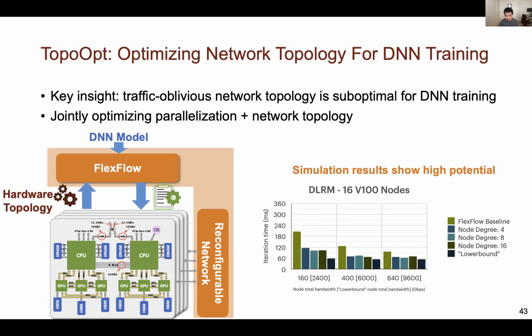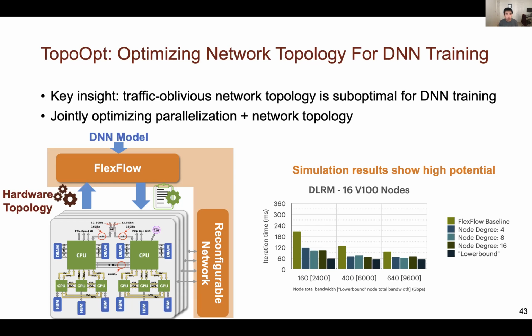There are also many exciting research projects on top of FlexFlow. To name a few, one ongoing research project called TopoOpt is trying to jointly optimize network topology and parallelization for distributed DLRM training. The key insight is that existing DLRM frameworks, including FlexFlow, are optimized for traffic oblivious network topology. We assume that different node pairs have the exact same bandwidth, but we found that this assumption is really suboptimal for deep neural network training.